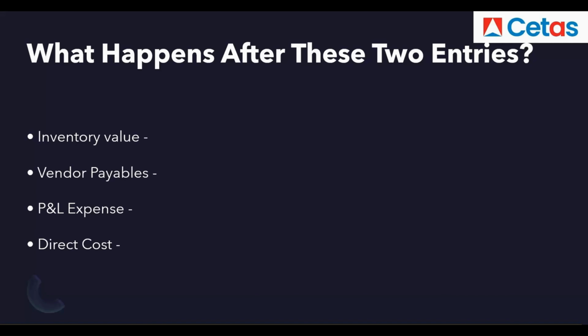What happens after these two entries? At this point, inventory value on the balance sheet is correct. Vendor payables are correct. No expense has hit the P&L. Direct cost applied account is balanced. The system is now perfectly prepared for COGS during sales.